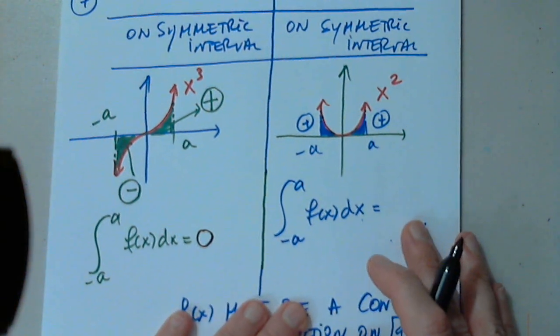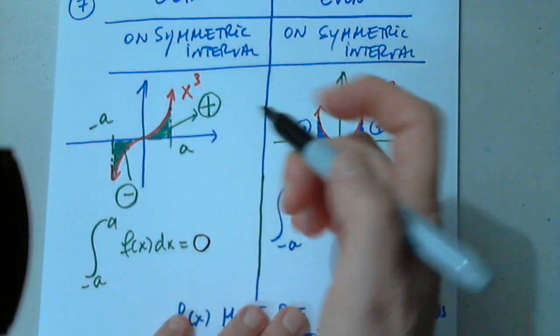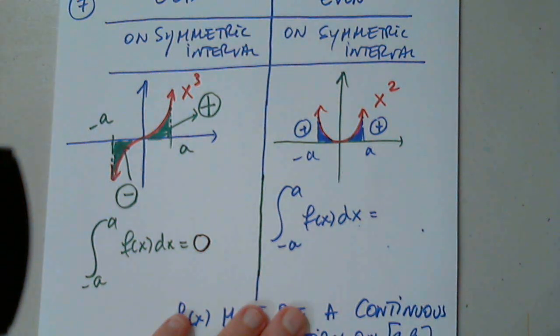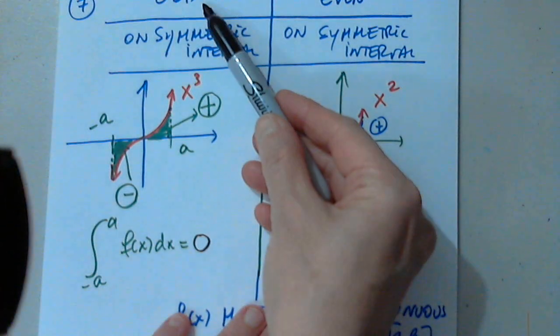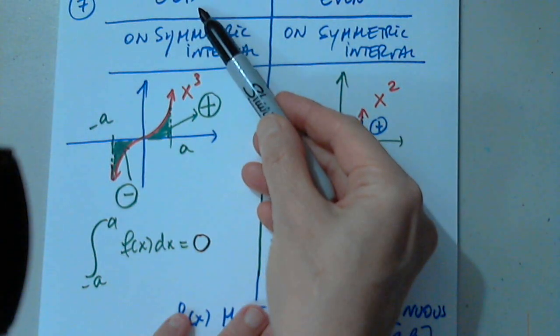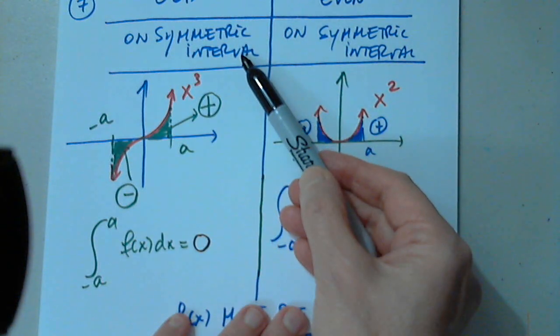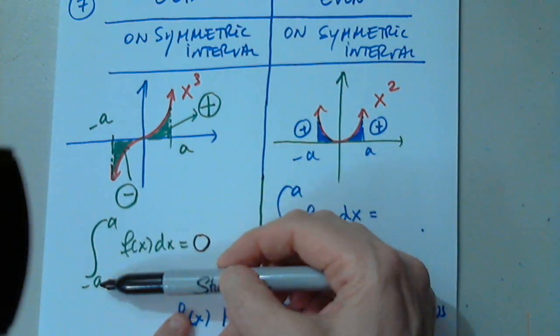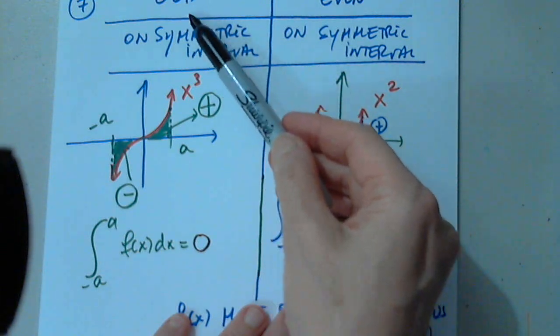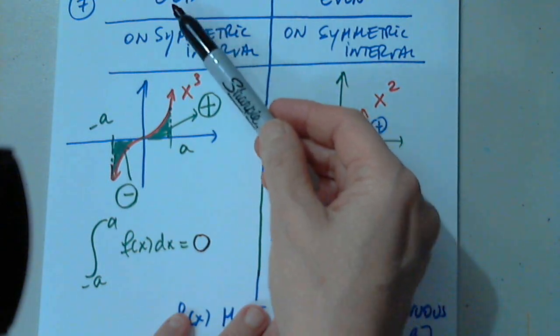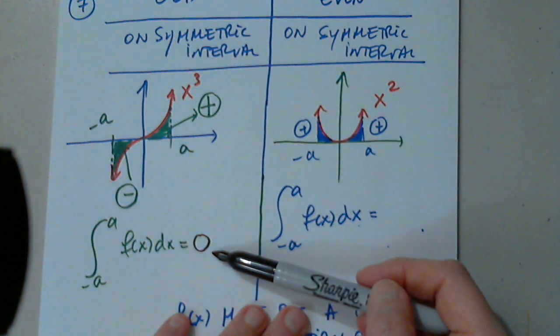What about here? These areas are the same. One is positive, one is negative. The answer always is zero, only for an odd function and on a symmetric interval. Both properties have to be fulfilled. Both conditions have to be fulfilled for the answer to be zero.